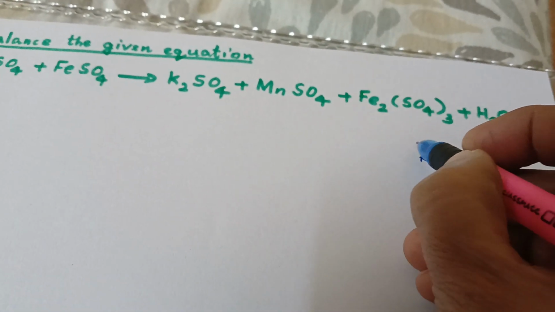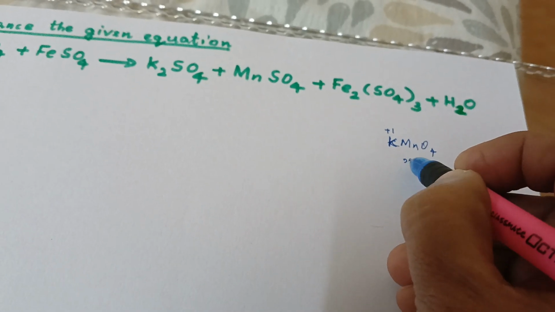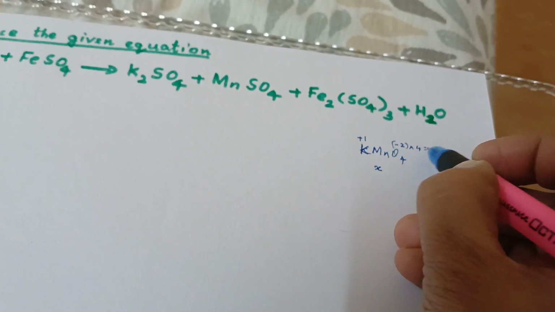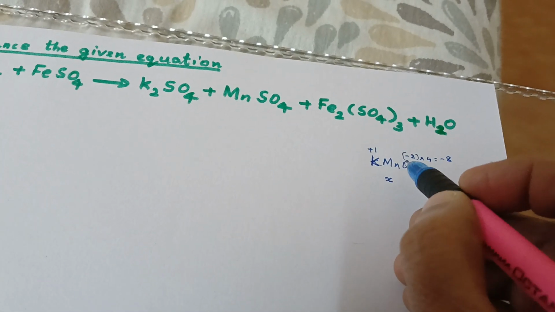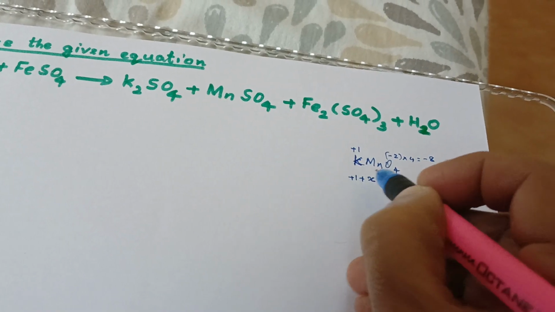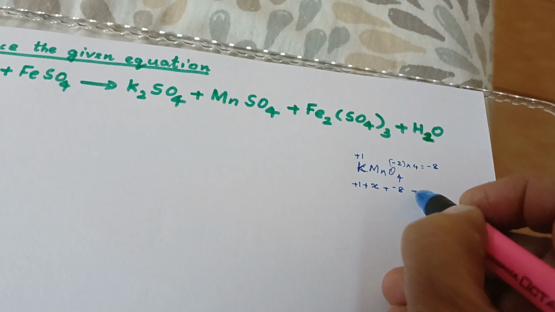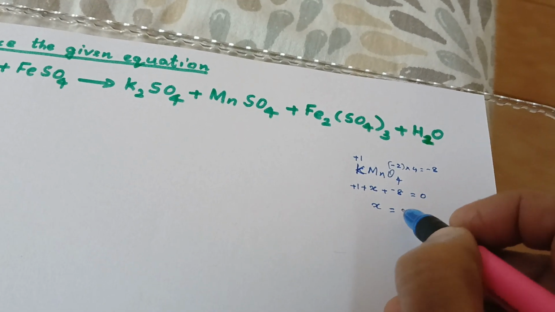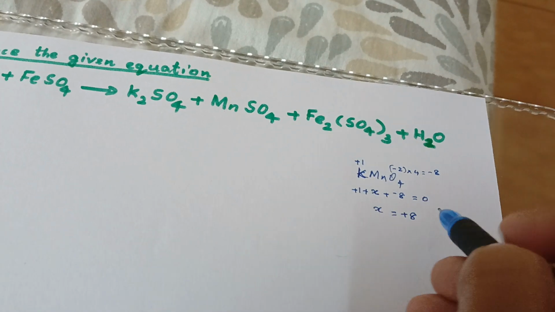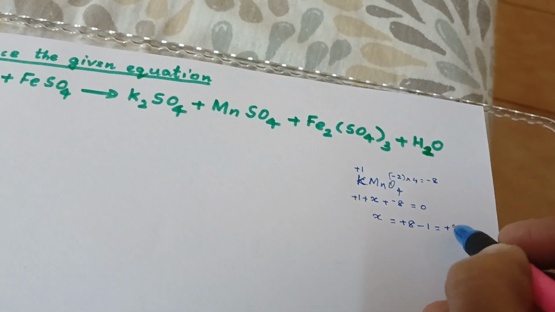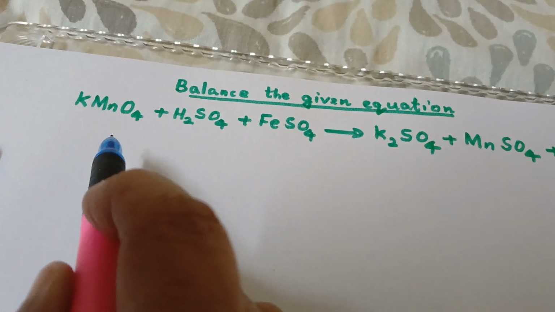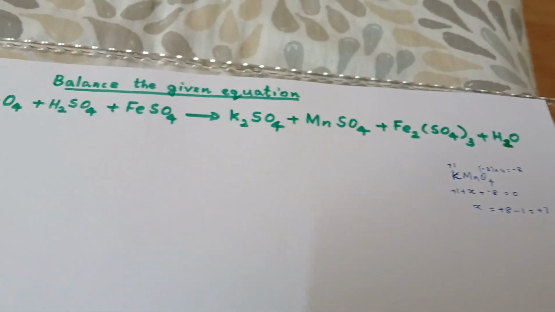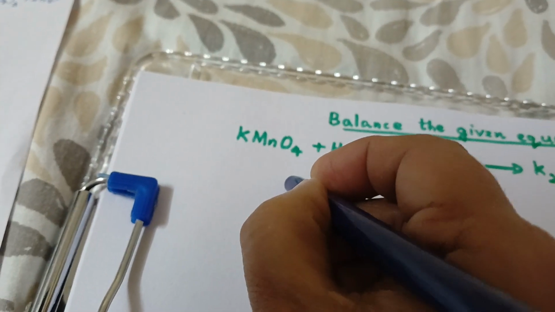Oxidation state of potassium is +1. Let us find the oxidation state of manganese. Oxygen is -2, so -2 into 4 is -8. There is no overall charge, so +1 plus x plus -8 equals 0. So x equals +7. Mn is in its +7 oxidation state. So let us write it like that: Mn, +7.